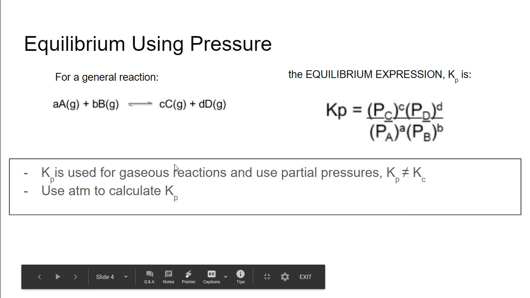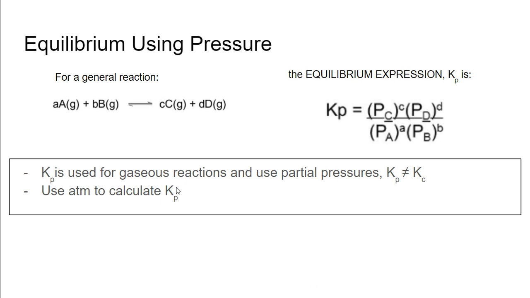Okay. Now, if we're using Kp, Kp is with pressure. So Kp is the equilibrium constant at a certain pressure. This is for gaseous reactions. Okay, we can use concentration for gaseous reactions as well. We can use Kc for gaseous reactions, it's fine. But we can also use Kp for gaseous reactions.